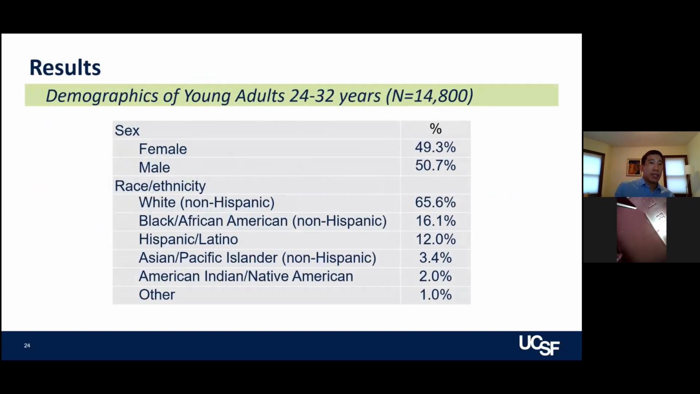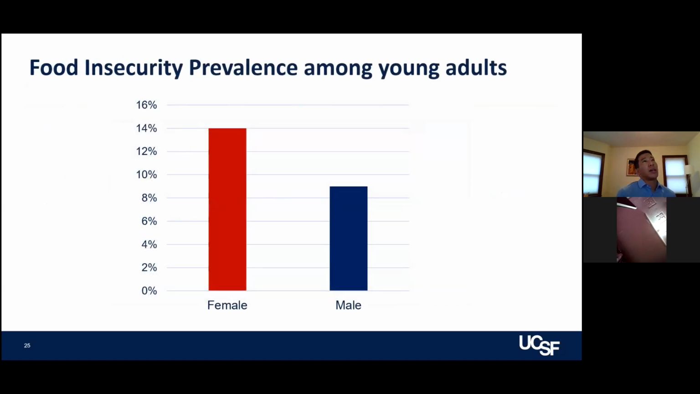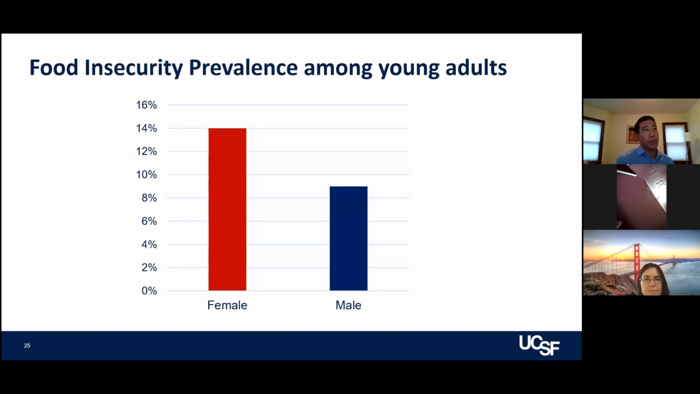So the sample was about 50-50 male-female. It was racially and ethnically diverse. If we just look at the prevalence of food insecurity in young adults, we can see there are disparities by gender, similar to what we had shown before. In general, females had higher rates of food insecurity than males. It's about 14% versus 9%.